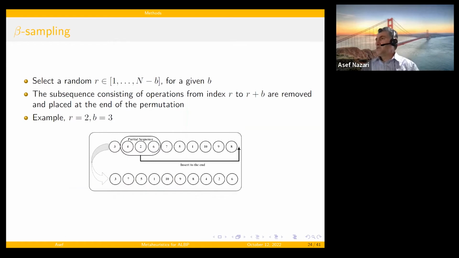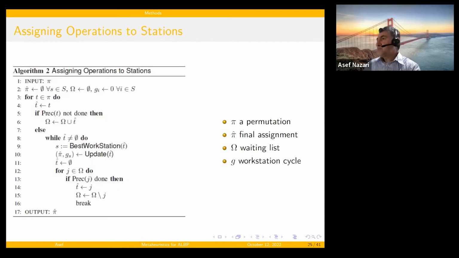I'll explain the beta sampling, which is quite simple. Instead of just one swap, inside the permutation we choose a substring or subsequence and put it at the end. B is a given number that determines the substring, and R is a random number. So we choose a substring and we put it at the end. As I was saying, the output of simulated annealing is going to be a permutation, but the permutation is not necessarily a feasible solution because we have not talked about the precedence order yet. But they are going to be good permutations because we chose permutations that have better objective functions.